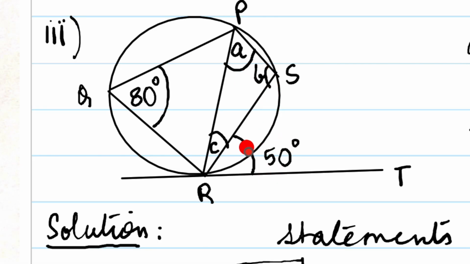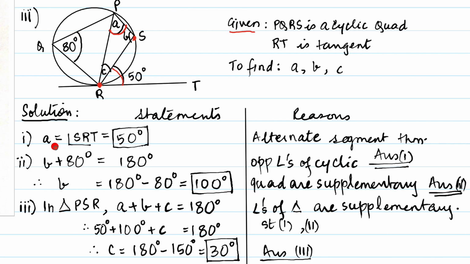Now, angle A, if you see over here, this is 50 degrees. This is angle between the tangent and the chord at the point of contact. So we take these two endpoints and we go this way to see this angle subtended, which is A. This will be equal to 50. So we write angle A equal to angle SRT because of the alternate segment theorem. So we got our first answer.